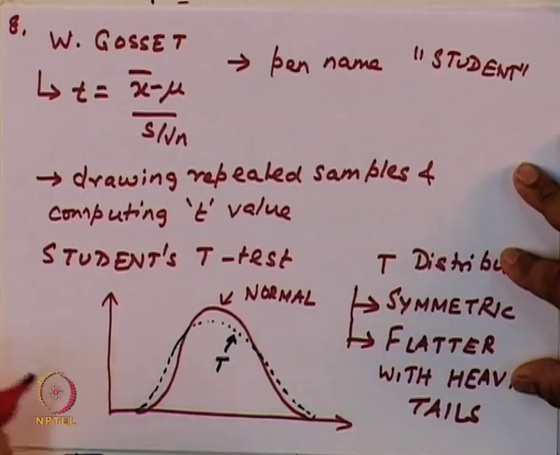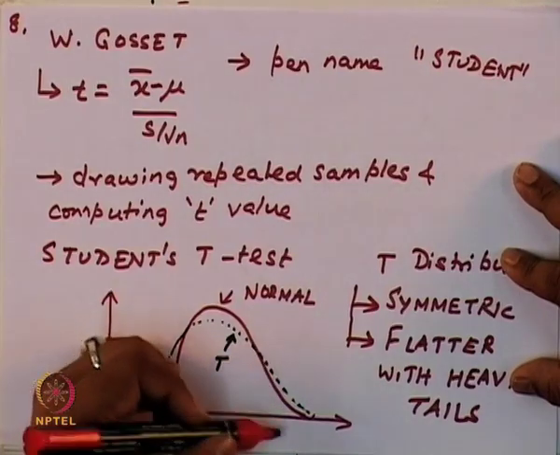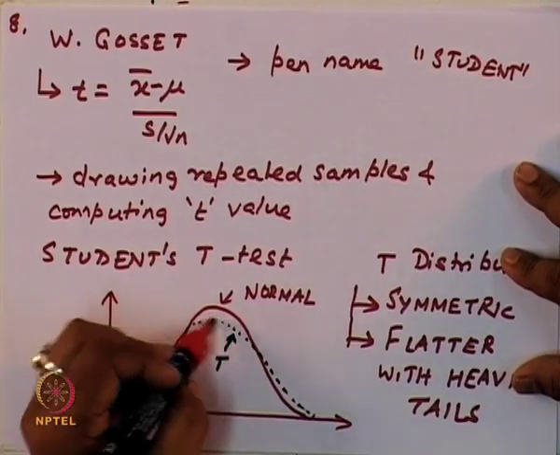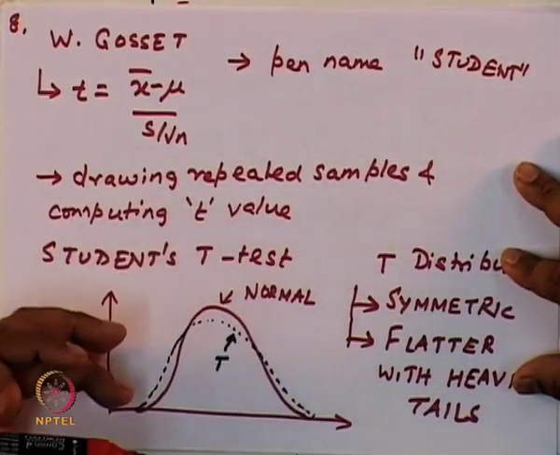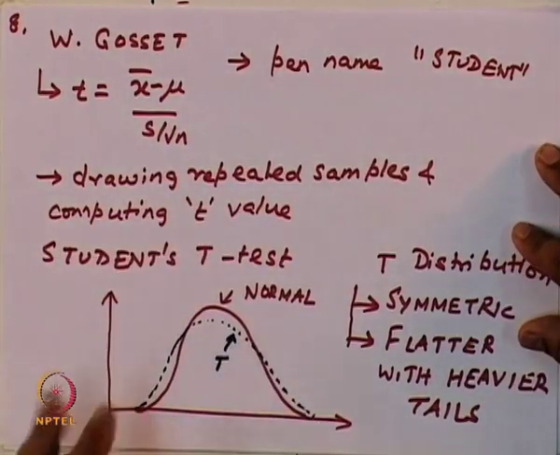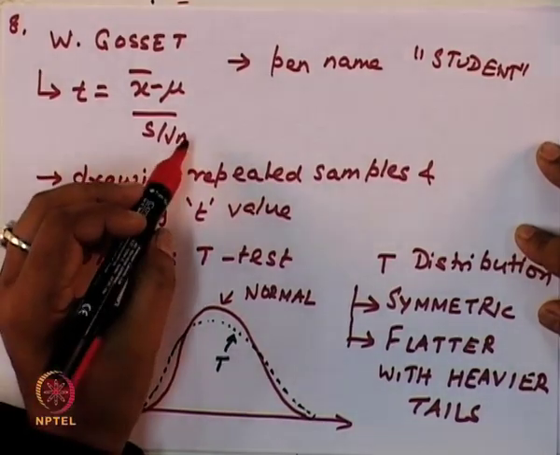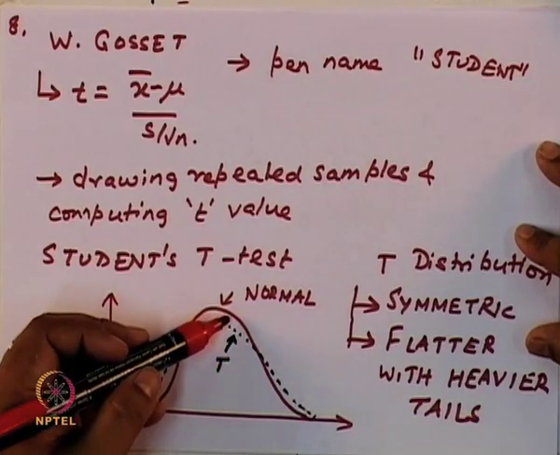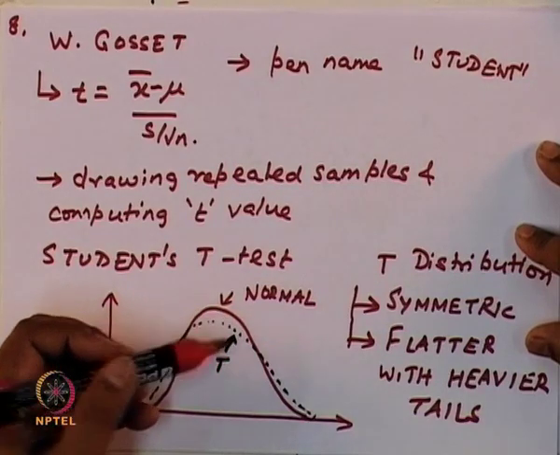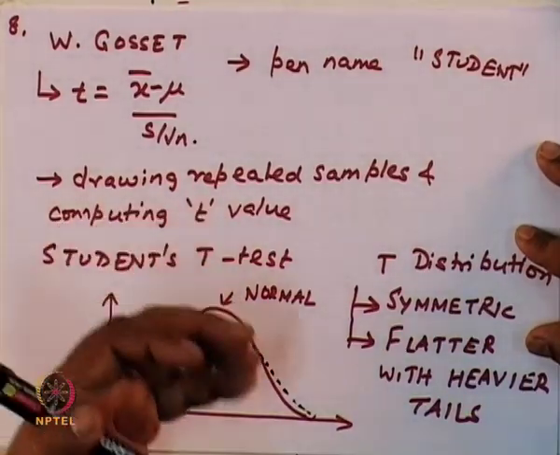What do we mean by heavier tails? You see, in this portion of the curve, these probabilities are higher, and at the peak it is much suppressed. So, this curve is on average flatter. And as the sample size increases, or as n tends to infinity, the t distribution merges with the normal distribution. So, for large sample sizes, you will get the same value whether you use the t test or the normal distribution.